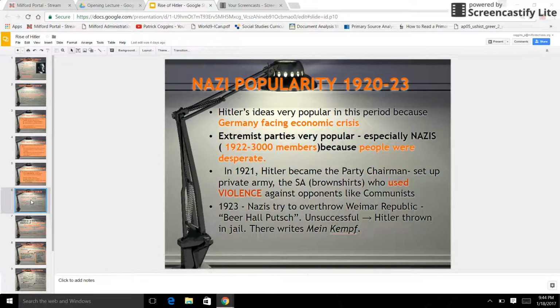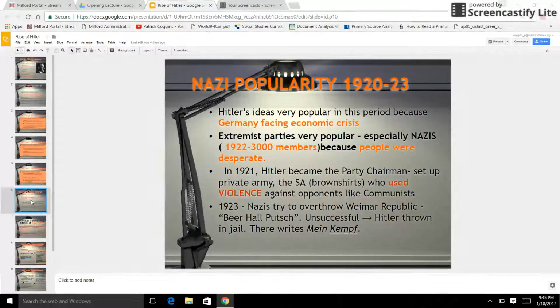But in 1921, Hitler becomes party chairman, and he sets up this private army of thugs called the SA, or the Stormtroopers. They were also called the Brown Shirts for the shirts they wore; their uniform was brown. These guys were thugs. They used violence against opponents like communists. They beat up politicians. They were not nice people. Like I said, they committed many acts of violence against the Nazis' political enemies.